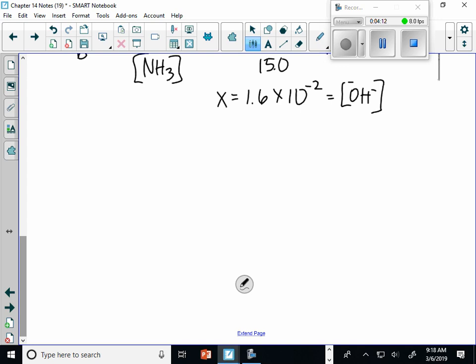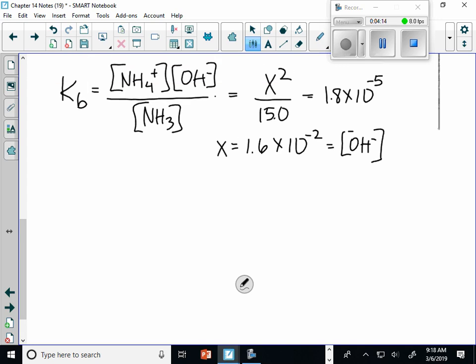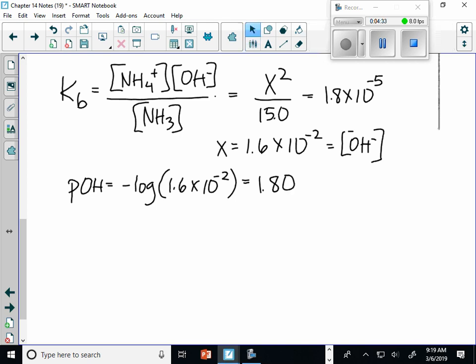So for pH, we have to make sure that we convert our OH into the hydrogen ion so that we can see what the pH is. So I'm going to take my pOH and I'm going to take the negative log of 1.6 times 10 to the negative second, and that pOH is going to be 1.80. I have two significant figures here in my concentration, so I need 2 decimal places here.